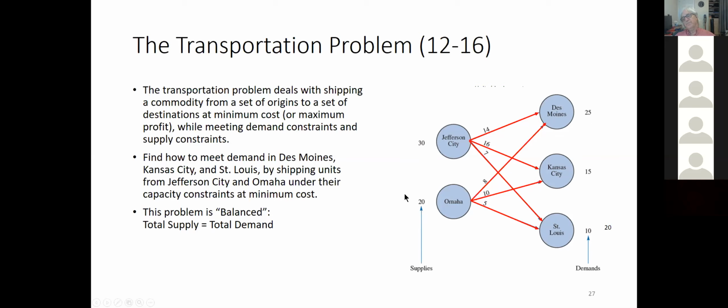Notice that this problem is balanced in the sense that the total supply here is 50 and the total demand here is also 50. Just ignore the 20 here, I need to delete it. 20, 35, and 25, and 50. So 50 by 50. This has an implication about how the problem is to be formulated. It's called a balanced problem.